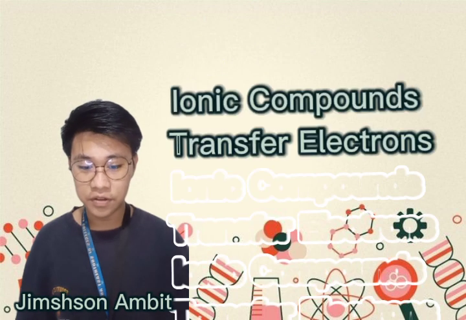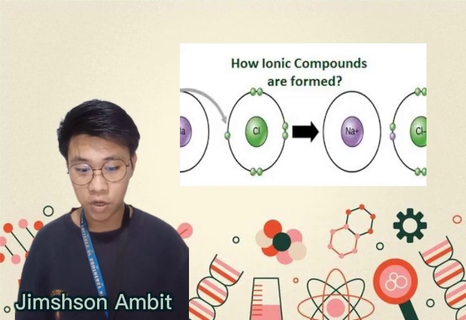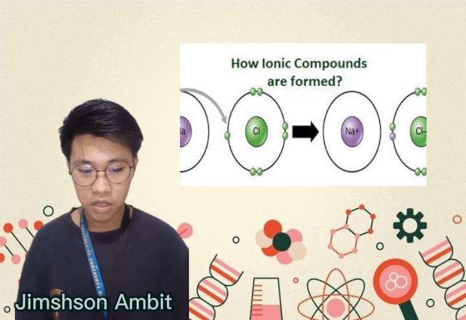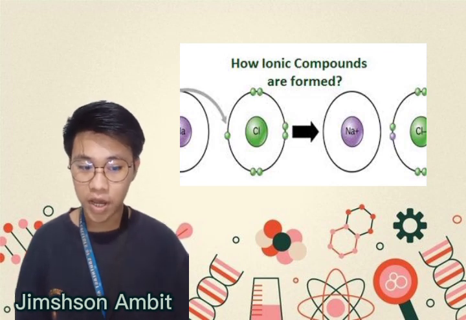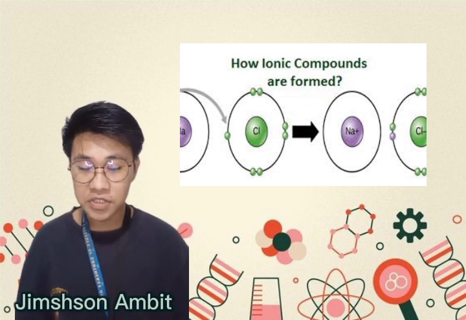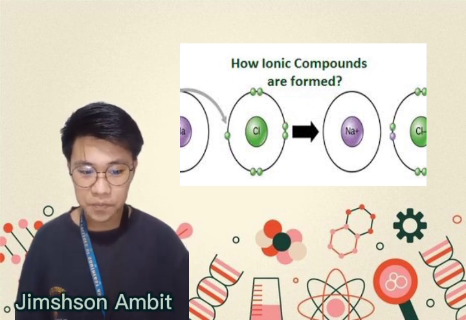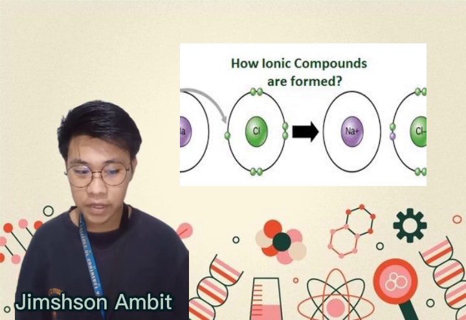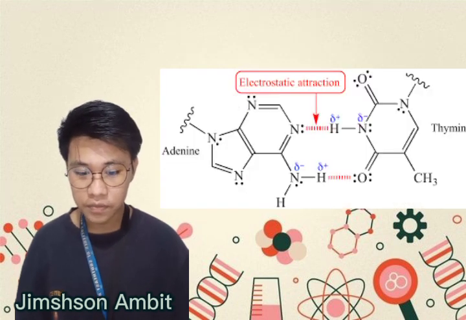Ionic compounds are formed when one or more electrons are transferred from one atom to another. This creates two oppositely charged ions, which are then attracted to each other by the force of electrostatic attraction. So let's discuss step by step how ionic compounds transfer electrons.